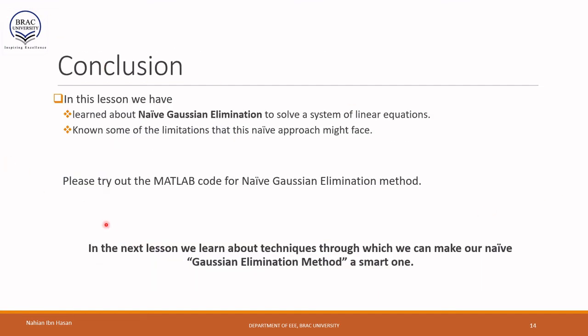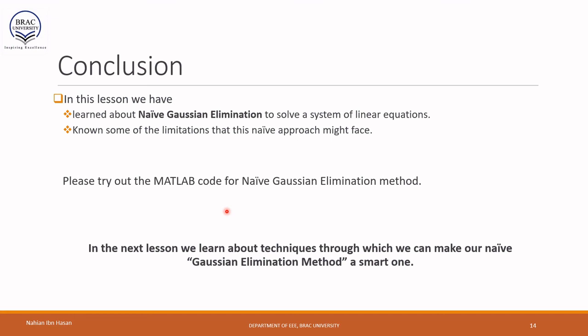So in this lesson we have learned about the naive Gaussian elimination approach. I guess you understand the examples and the algorithm that we have used. So please go through the example that we have used in this slide thoroughly and try to understand the details of that example. And also please try out the MATLAB code that I have attached with this slide. Go through that MATLAB code and you will understand how to use the Gaussian elimination approach for hundreds of thousands of equations, which is not possible for hand calculation.